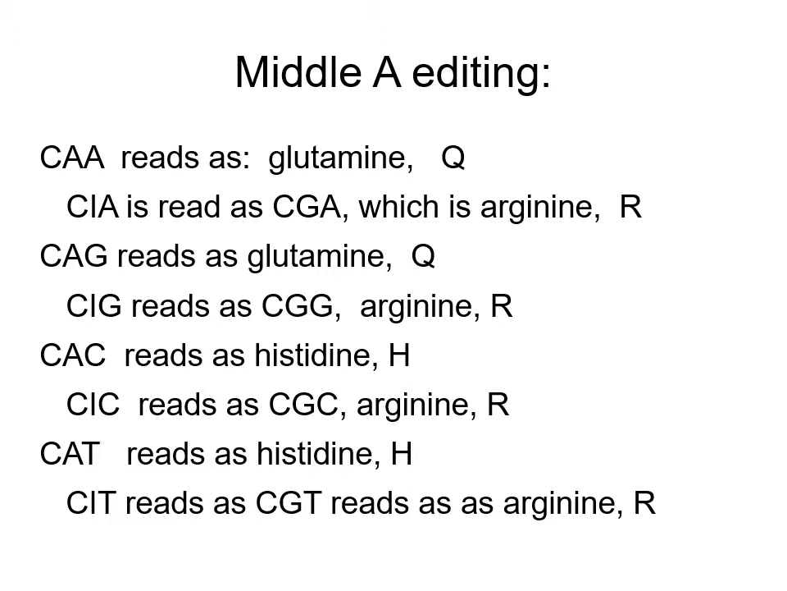Second one, same idea, CAG, also reads as glutamine. CIG reads as CGG, which is also arginine. CAC reads as histidine, looking at the genetic code, which is H. And CIC, after the editing event, reads CGC. Again, that's arginine. Okay, last one is CAT, is a histidine codon if you look at the chart. CIT reads as CGT, which is also arginine. So that's a fairly straightforward example of how this editing thing works.